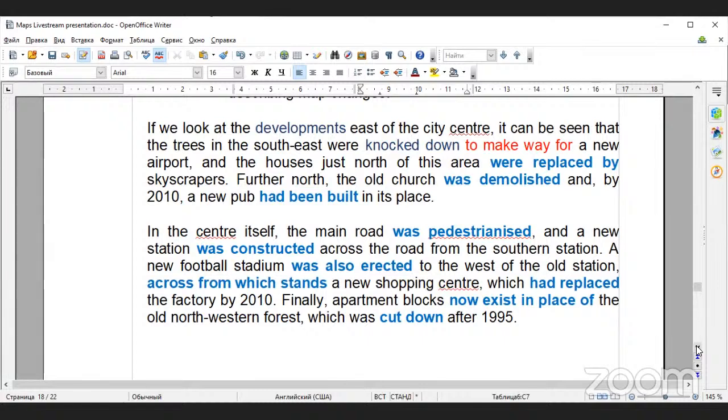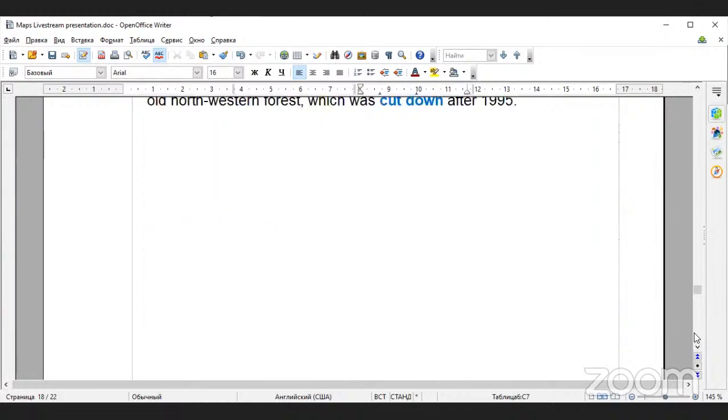In the center itself, the main road was pedestrianized, and a new station was constructed across the road from the southern station. A new football stadium was also erected to the west of the old station, across from which stands a new shopping center, which had replaced the factory by 2010. Finally, apartment blocks now exist in place of the old northwestern forest, which was cut down after 1995. Okay, so if you're watching the recording, you can pause this and enjoy if you wish.